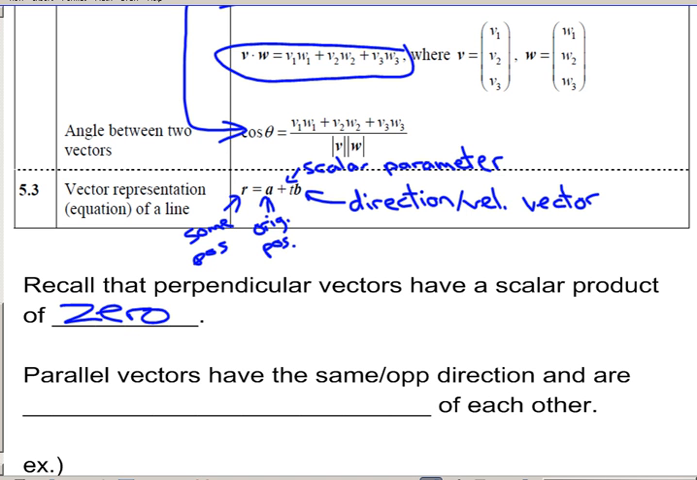Parallel vectors move in the same or opposite direction. So if I draw this vector and this vector, they're parallel. They go in the same direction. They happen to have different magnitudes. If I drew this vector, it would also be parallel to those initial two. It's going in an opposite direction, but you can see that its steepness or its slope is essentially the same. So parallel vectors have the same or opposite directions, and they're scalar multiples of each other.